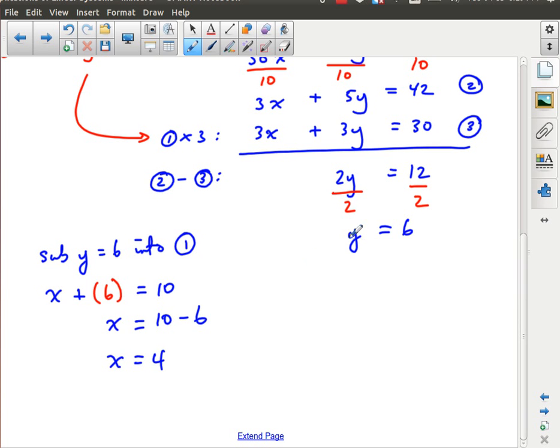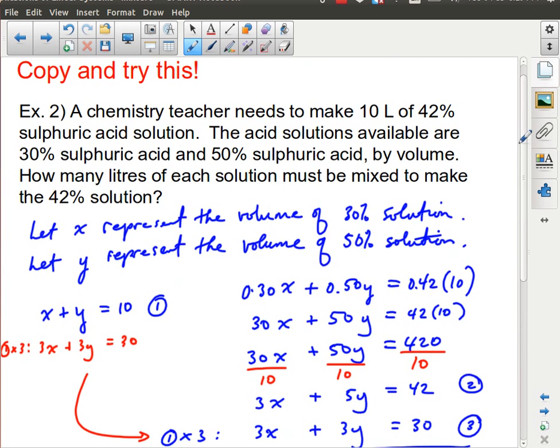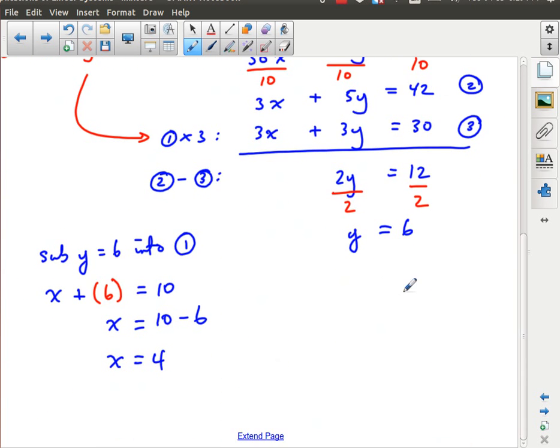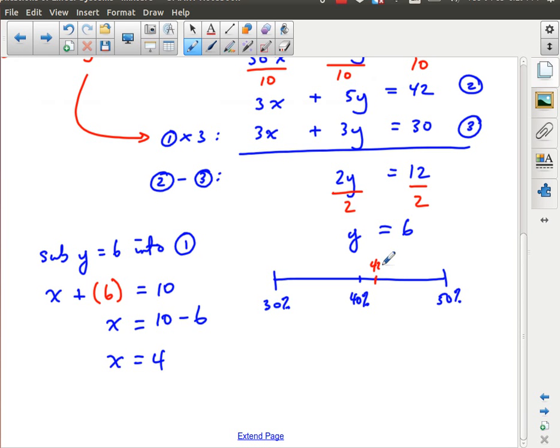Let's do a quick check. So now I'm saying x is equal to 4. That's my 30% mixture. And my 50% mixture, I want more of the 50% than I do of the 30%. Well, I'm trying to make 42%. So if we imagine we've got 30% mixture here and 50% mixture here, well, if I did half and half, that would make a 40% mixture in the middle. But I don't want a 40% mixture. I actually want this 42% mixture.